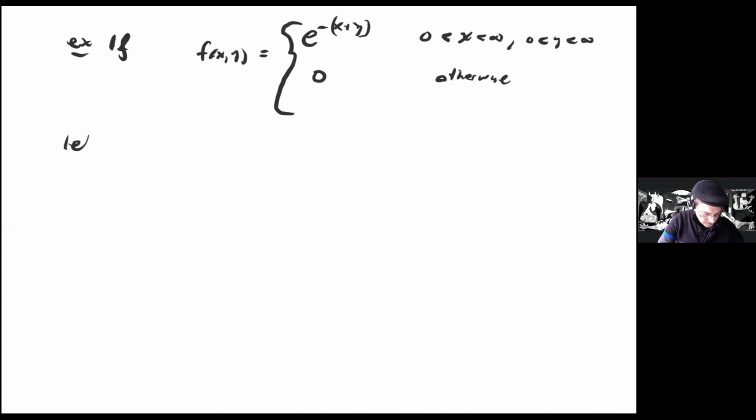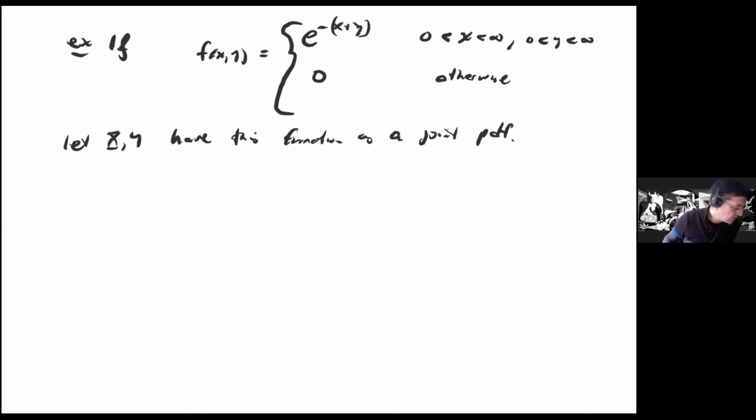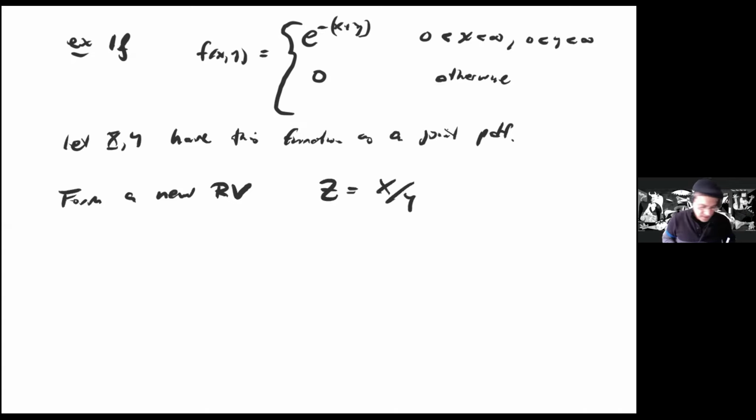So let X and Y have this function as their joint PDF. Suppose you have a pair of random variables with this function as its joint PDF. Now we can form a new random variable. Let me just use RV for random variable. Let's call it Z, which is X over Y. That's a new random variable.